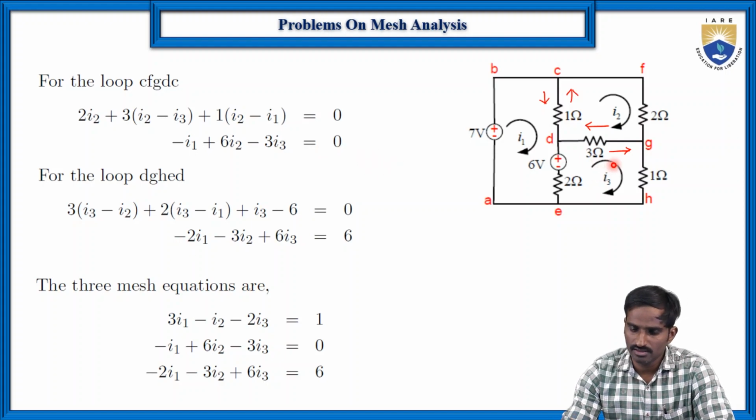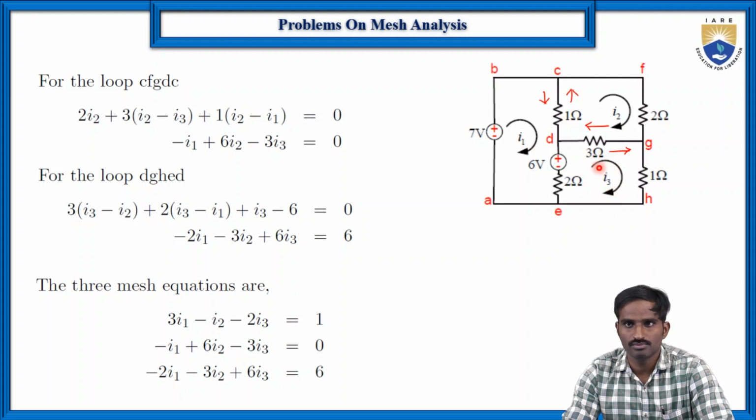Then again there is another loop. So this is the loop. The loop here it is D, G, H, E, D. Then now we need to apply again the KVL to this particular loop. Then applying the KVL to this particular loop, let us start with this 3 ohms resistor.